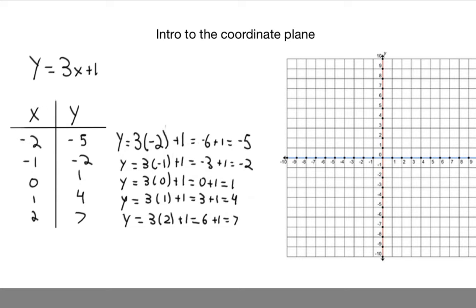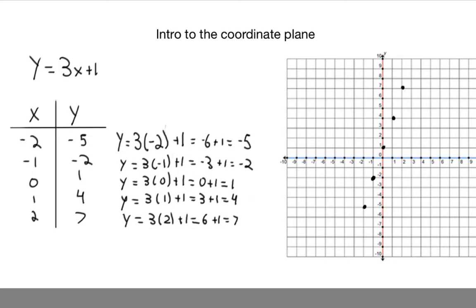Now, just like in our last example, we're going to graph these points again. So when x is equal to negative 2 and y is equal to negative 5, they intersect at this point over here. When x is equal to negative 1 and y is equal to negative 2, they meet at this point. When x is equal to 0 and y is equal to 1, they meet at this point. When x is equal to 1 and y is equal to 4, they meet at this point. And finally, when x is equal to 2 and y is equal to 7, they meet at this point over here.